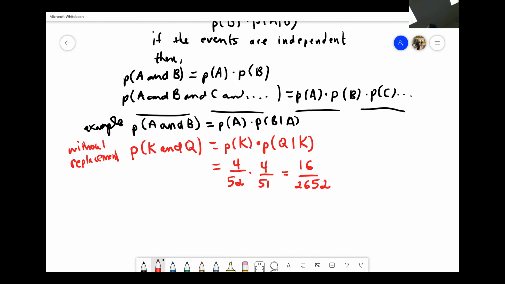Okay, so let's do it with replacement. So we're going to do this. So let's say with replacement. So we're going to put the cards back, right? With replacement.